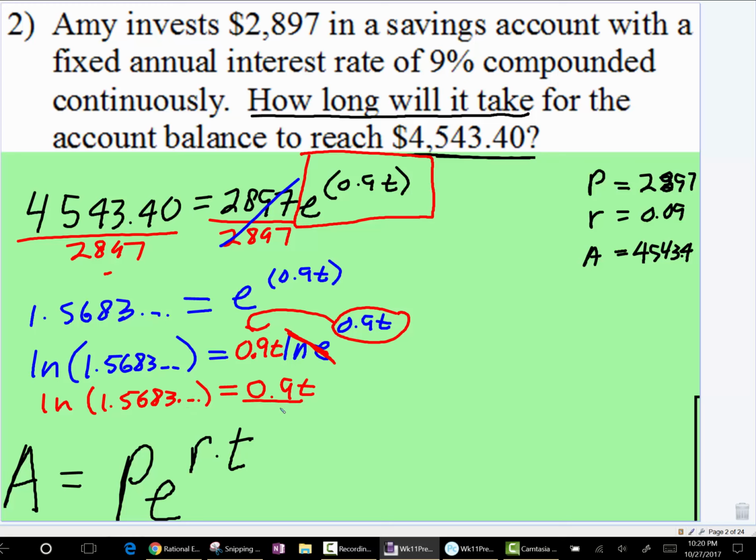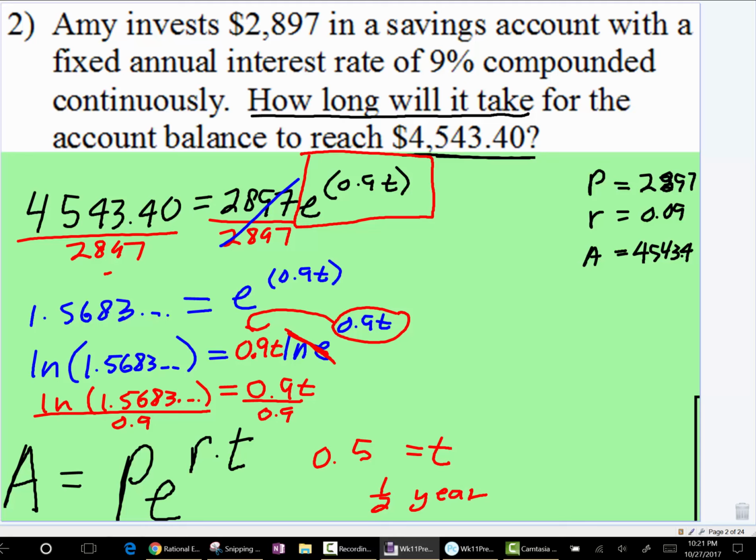And now to get t by itself, we just divide by 0.09. So in your calculator, you're going to take the natural log, hit second store, that pulls up the stored amount, close the parentheses, divide that by 0.09, and what you have is t is equal to 0.49999, so 0.5. We're talking about how long, and remember, t is in years, so 0.5 is about a half a year.